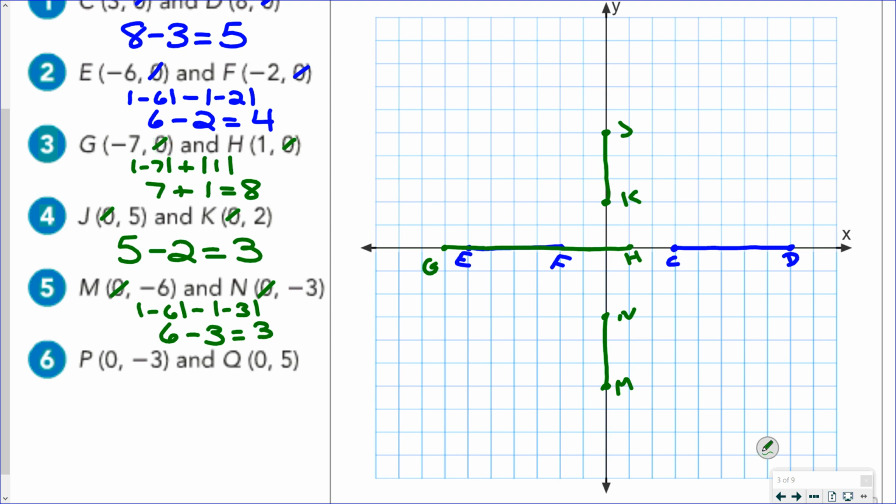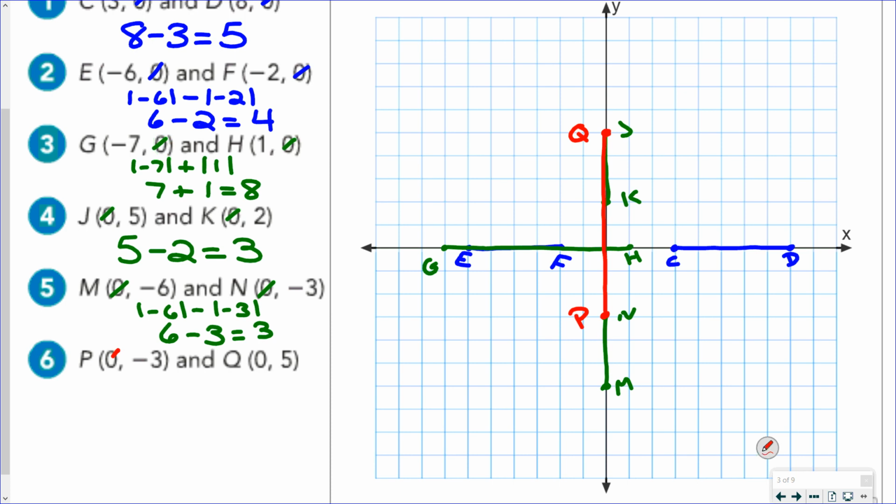And then for number 6 here, we actually already have those 2 points plotted. 0, -3 is the same as N, so I'm just going to cover that and put a P next to it. And Q is actually the same point as J, so I'm going to cover that and rename that Q. I'm going to connect.